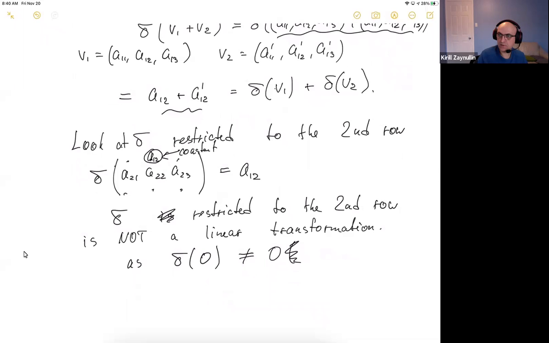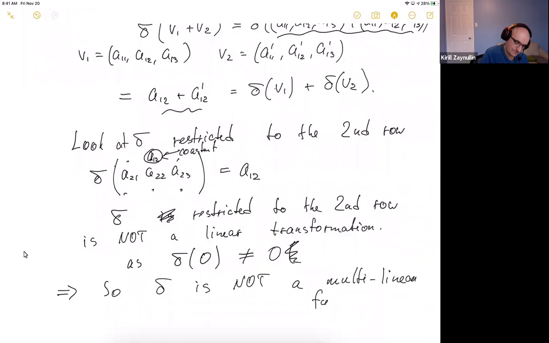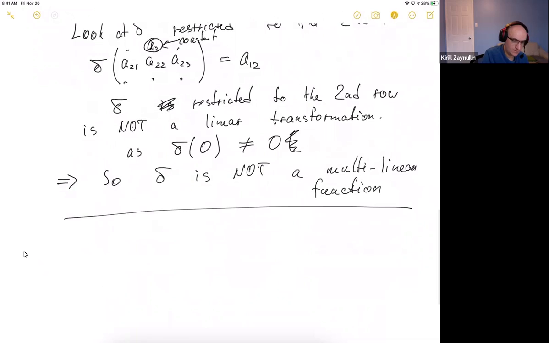Okay, but that means that it fails this test, the multilinear test. So it means that with respect to the second row, it is not a multilinear function. So delta is not a multilinear function. Okay, so that was question one. Now question two.